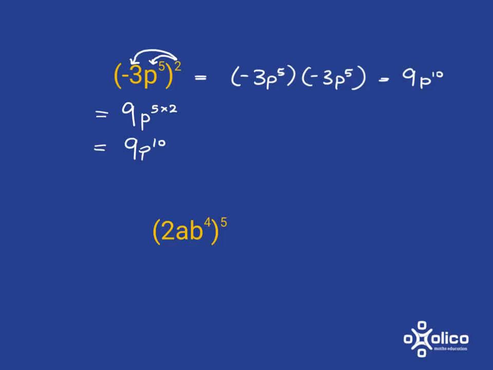Okay, so hopefully you were carefully thinking that this to the power 5 has to apply to each and everything in here. And hopefully you also remembered that a is just a to the power of 1. So what you're going to get is 2 to the power of 5, and then a to the power of 5, and then b to the power of 4 times 5. 2 to the 5 is 32, a to the 5, and b to the 20.